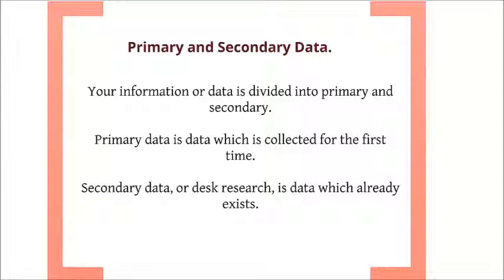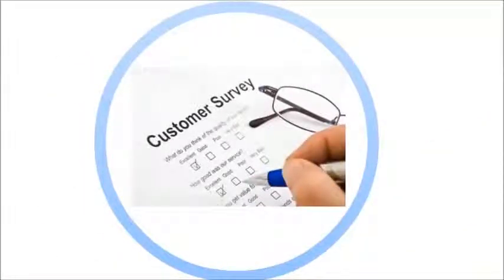Your information or data is divided into primary and secondary. Primary data is collected for the first time. Secondary data, or desk research, is data which already exists. Primary data is collected for your purposes only and focuses on a particular problem which you have to solve. Primary data is notoriously expensive, and it takes time and commitment on the part of the business to see it through.